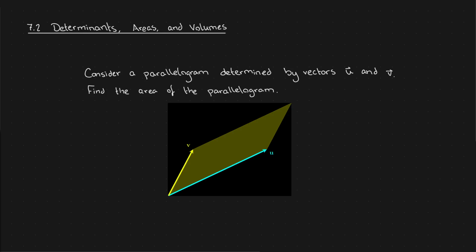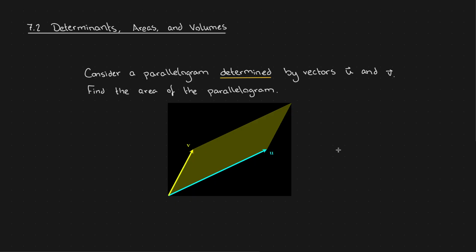We're going to begin this section with a problem. Consider a parallelogram determined by vectors u and v. So when we say a parallelogram is determined by two vectors, we mean that those two vectors correspond to two adjacent sides of the parallelogram.